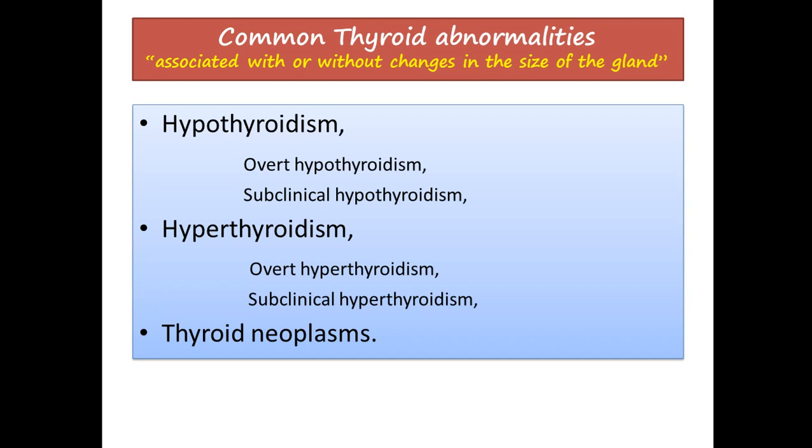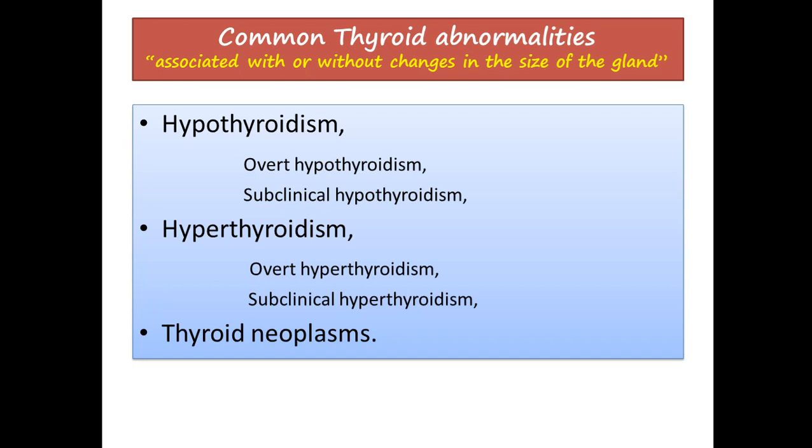For example, 4.5 milli-international units per liter is the range of the TSH, but if it is more than 4.5 milli-international units per liter but less than 10 milli-international units per liter, so in between these two ranges the patient is symptom free, the thyroid hormone levels in the blood are within normal limits, but the TSH is elevated above the defined range, and this condition is known as subclinical hypothyroidism.